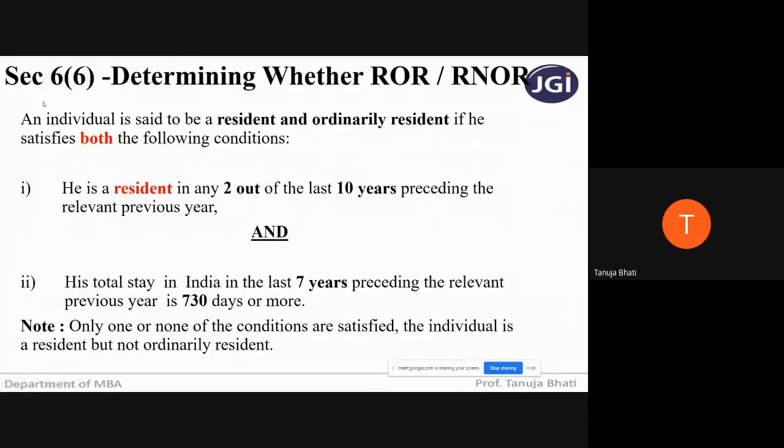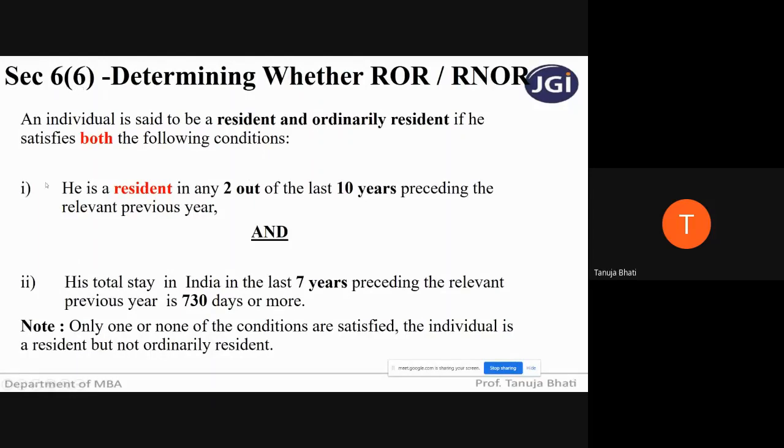Next, today our problems will majorly be on determining whether he is ROR or RNOR. So we will revise this, and it is defined under Section 6(6). Remember, students, Section 6(1) talks about basic conditions, and Section 6(6) talks about additional conditions. In the additional conditions, again you have two conditions, and if he fulfills both the conditions, he becomes a resident and ordinarily resident. And if he satisfies either one or none of the conditions, then he becomes resident but not ordinarily resident.